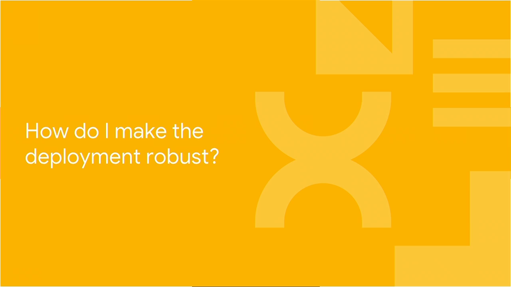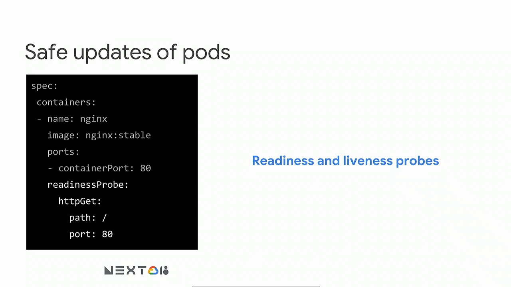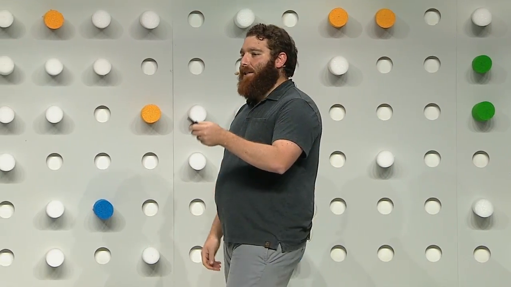Cool. So what can I do further to make this deployment robust? One thing is the readiness and liveness probes that you attach to your pods. How many people use readiness probes? This is probably the most important thing you can do to have a robust deployment process. What is a readiness probe? The readiness probe is a way for Kubernetes to ask your app if it should send traffic to it.